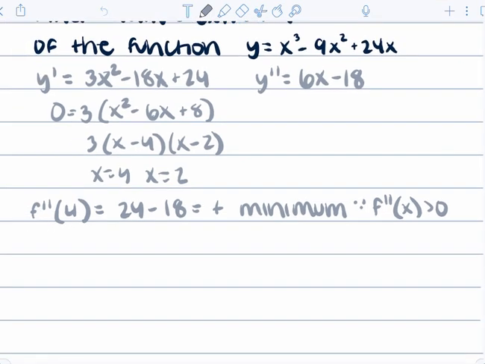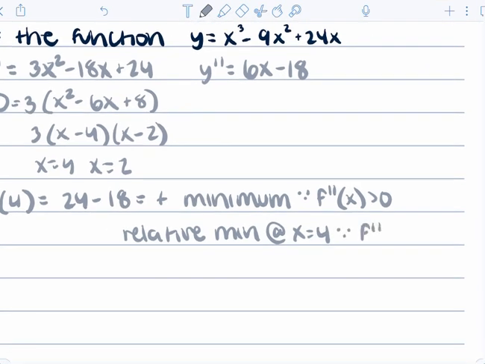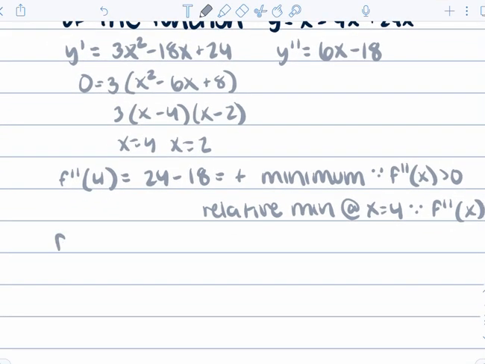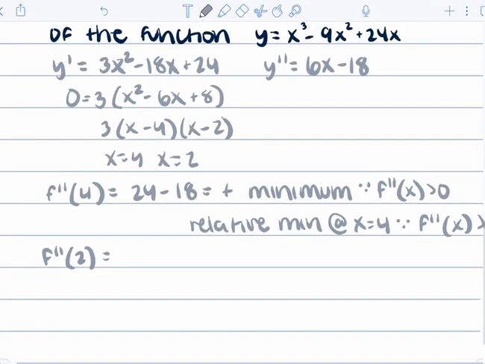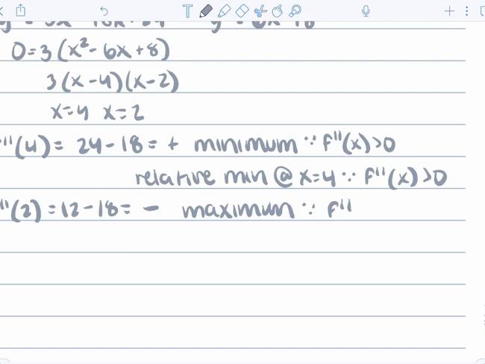Or we could write it out as relative min at x equals 4 because the second derivative is greater than 0. For the next one, we would have 2 equals, and then we'd have 12 minus 18 equals negative. So it's a maximum because the second derivative is less than 0.